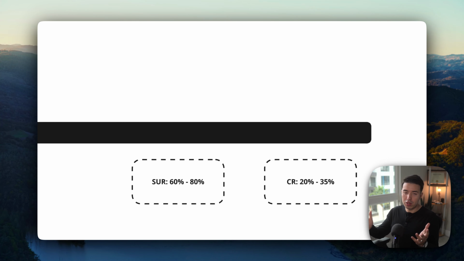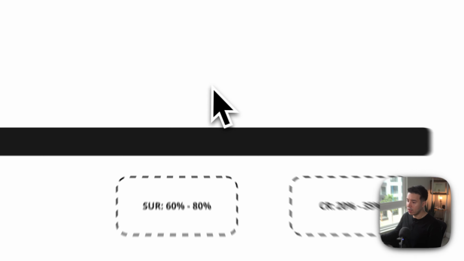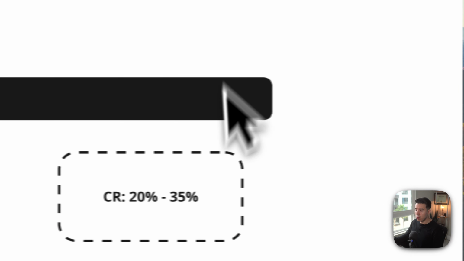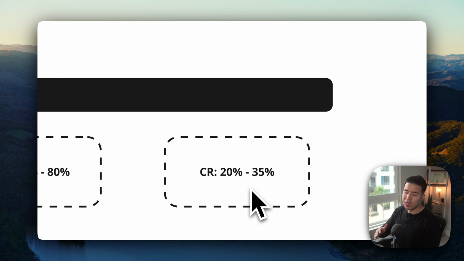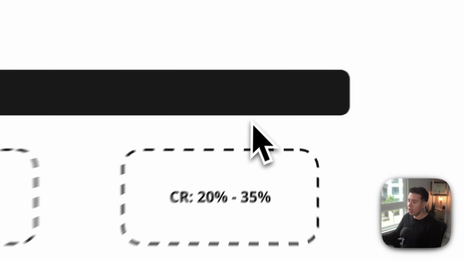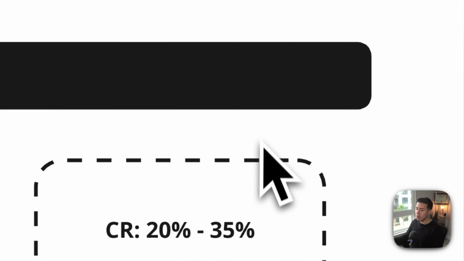And I have another training video on how to think about improving show up rates. And then your close rates, when you actually do the pitch with these qualified leads, should be roughly around 20 to 35%. So people that are actually showing up to these calls are actually closing.